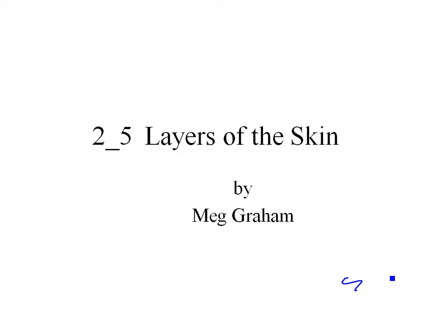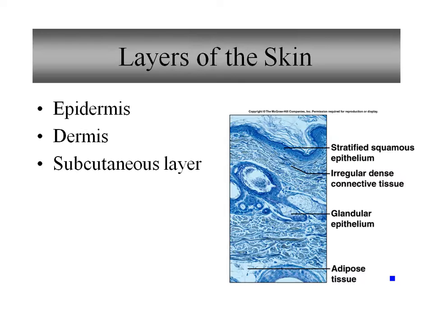I'm Meg Graham. I'm going to talk to you today about the layers of the skin. So let's get started. There's three basic layers of the skin. You start with the epidermis, which is epi meaning upon or on, that tells you it's on the outside. So that is the epidermis. Everything above that is going to be epidermis. It's composed mainly of stratified squamous epithelium, and we'll talk about that in much detail in just a second.